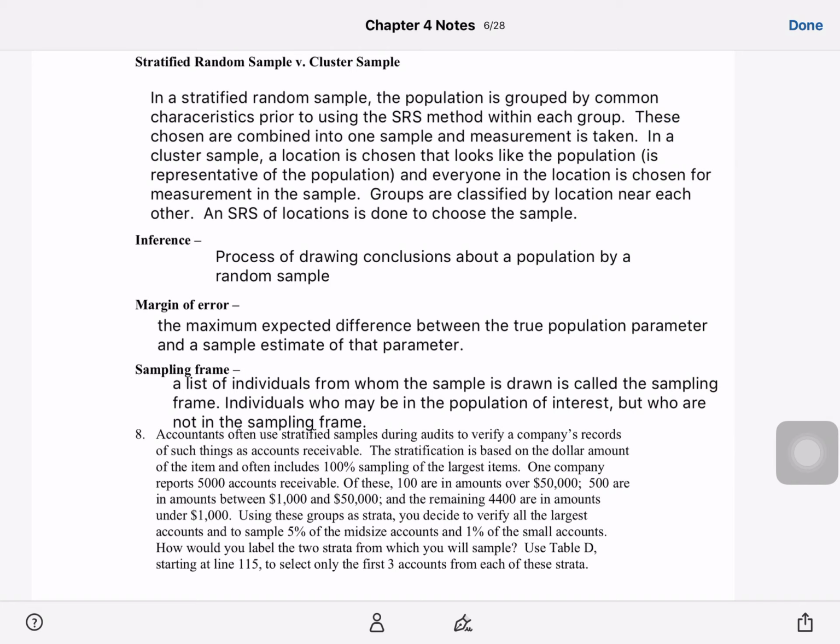However, that's usually not possible. We don't have enough time to do that or enough money to do that. So we take a smaller sample and there's a margin of error there.